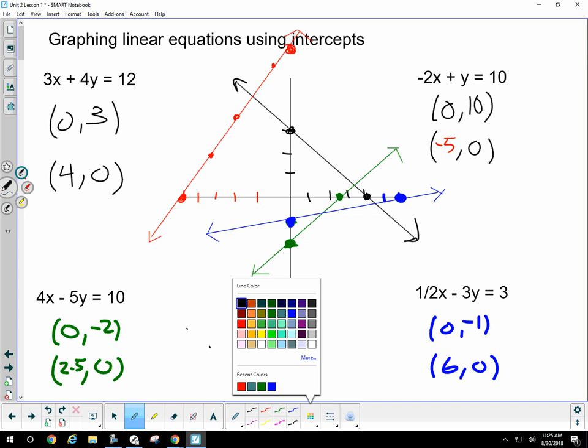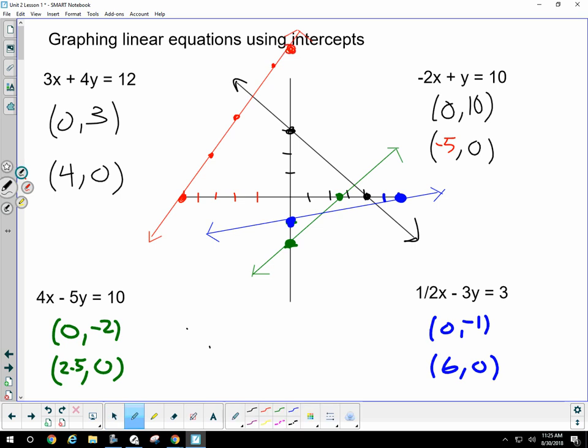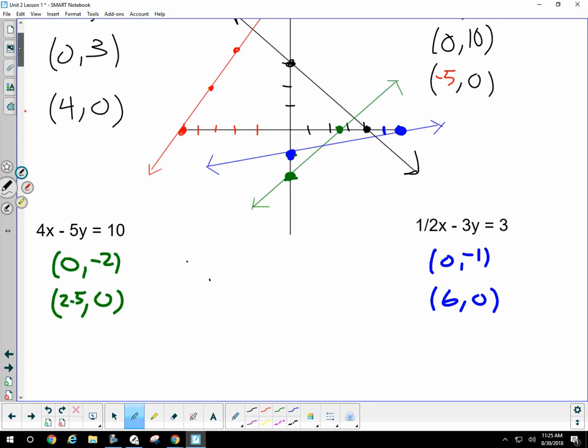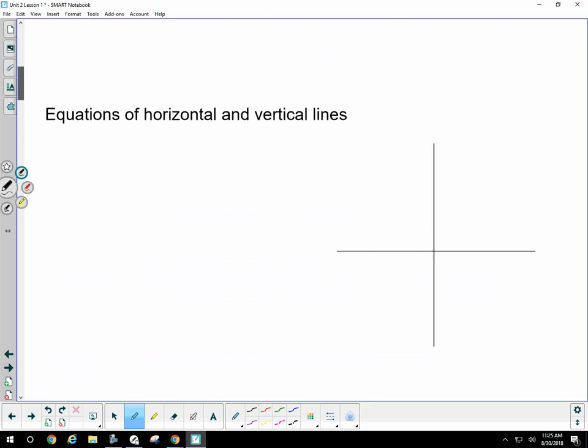Okay, having just 2 points shows us the direction of all of our solutions, shows where all of our solutions would be. All right, now we can have horizontal and vertical lines.